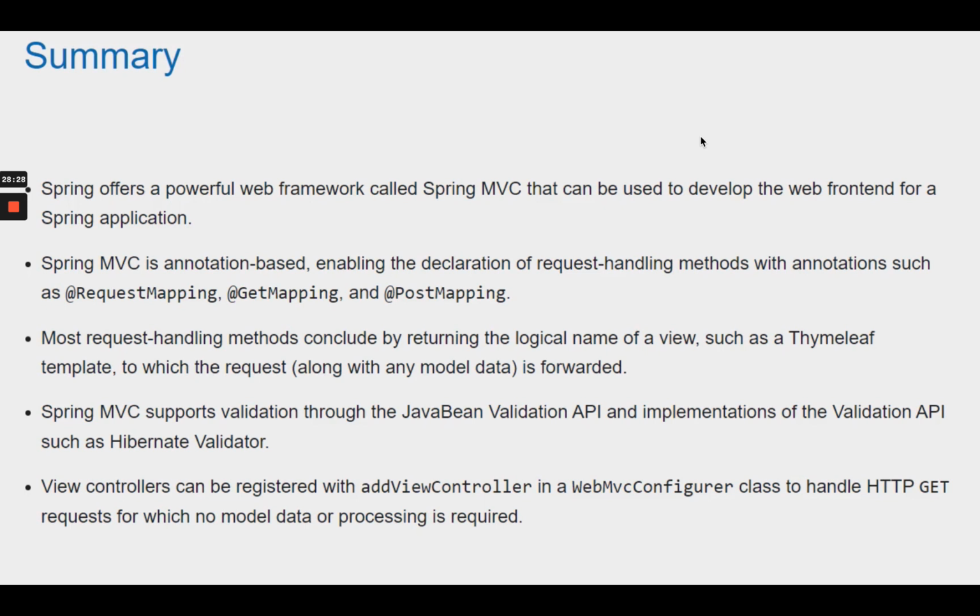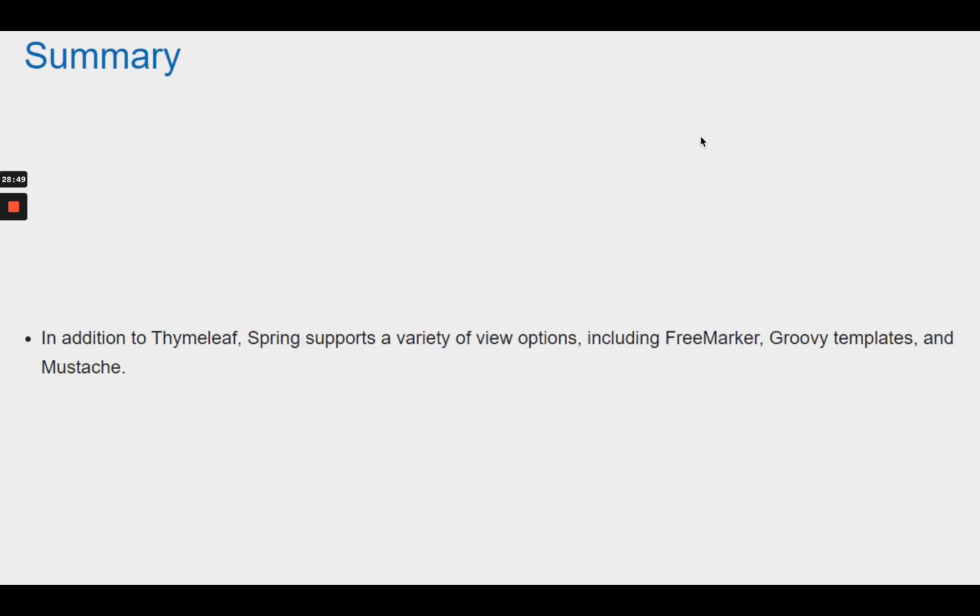Spring MVC supports validation through the Java Bean Validation API, and implementations of the validation API such as Hibernate Validator. View controllers can be registered with addViewController in a WebMvcConfigurer class to handle HTTP GET requests for which no model data or processing is required. In addition to Thymeleaf, Spring supports a variety of view options, including FreeMarker, Groovy templates, and Mustache.